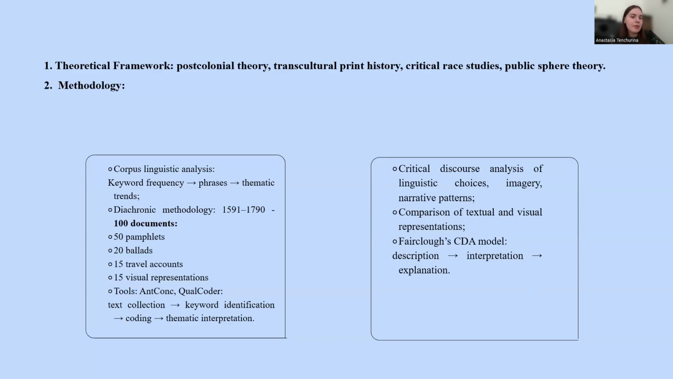So the largest part of the corpus consists of pamphlets, since pamphlets functioned as one of the central instruments of the early modern English public sphere. The initial pamphlet reservoir consisted of approximately 500 pamphlets identified through Early English Books Online, EEBO-TCP, and the Harleian Miscellany.